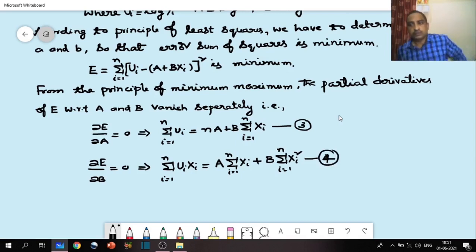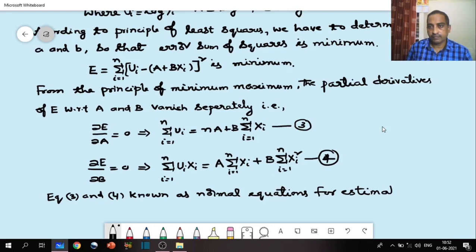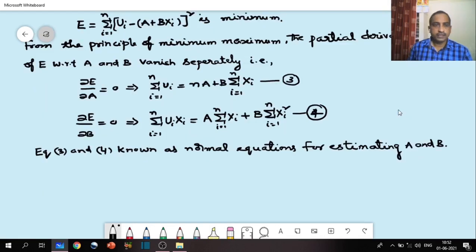So now solve equations 3 and 4, known as the normal equations for estimating A and B, right? So no need for writing again.